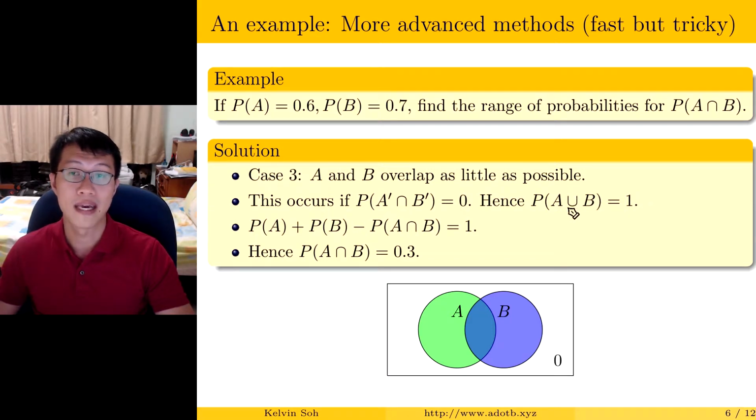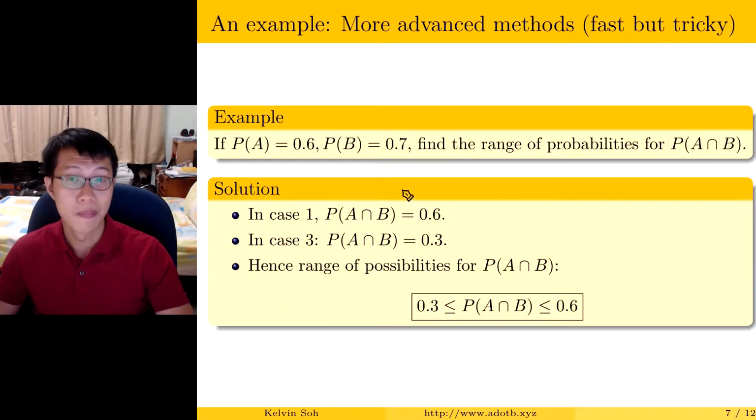We then apply our formula for P(A union B), which is P(A) plus P(B) minus P(A intersect B). Plugging in our values of 0.6 and 0.7 allows us to calculate the probability of A intersect B as 0.3 for this other extreme case. So to sum up, we have the two extreme cases. When they overlap as much as possible, we found that the probability of A intersect B is 0.6. When they overlap as little as possible, the probability is 0.3.